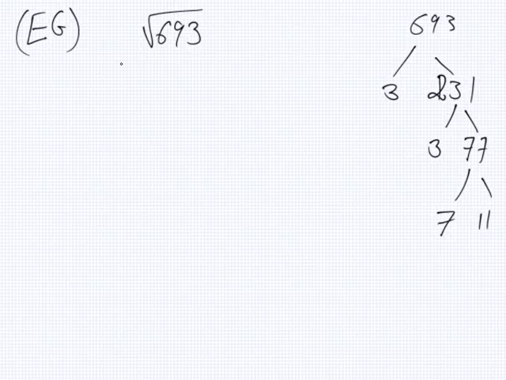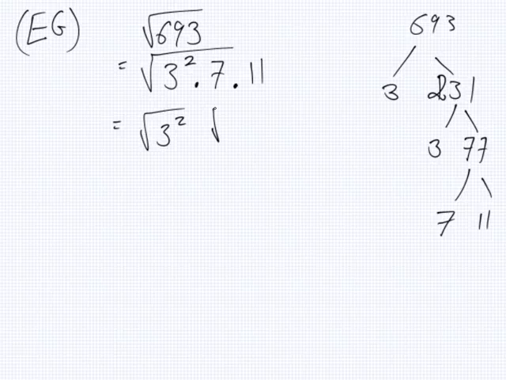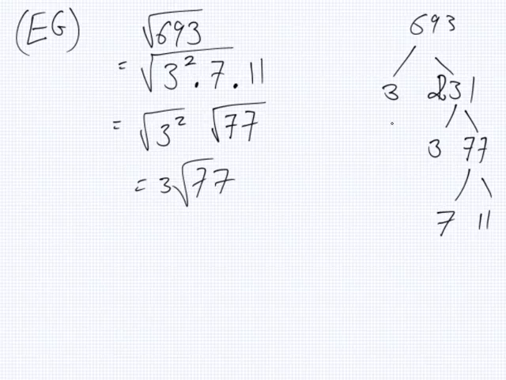So this is root of 3 squared times 7 times 11, which is root 3 squared times root 77. So there's nothing I can do here. 3 root 77 is the answer here. Okay. And in fact, with your calculator, you can check the answer. Now, in the exam, true, the calculator does give you the answer, but in the exam, you can only get the marks if they see some work here for this type.